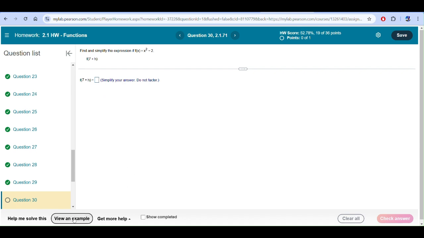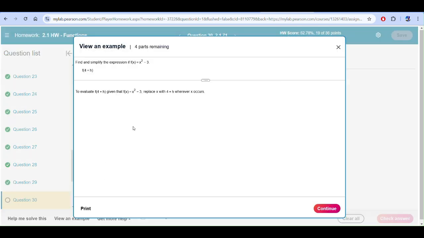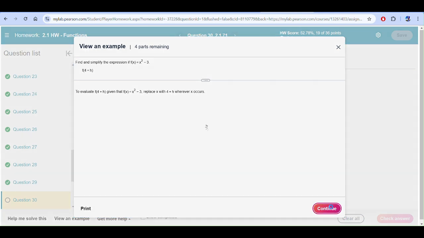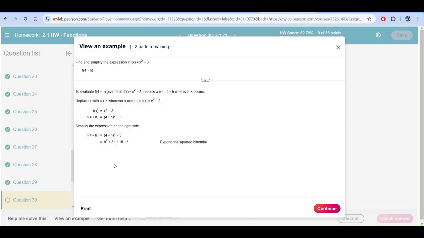This is pre-calc, but we really should know how to FOIL, because when they plug in the 4 plus h, you're going to have to do 4 plus h times 4 plus h, and then that's when you're going to get the h squared plus 8h plus 16 minus 3. So I'm hoping we're able to expand that. I hope I didn't lose any of you guys from there. And then you just combine like terms and then you get it.